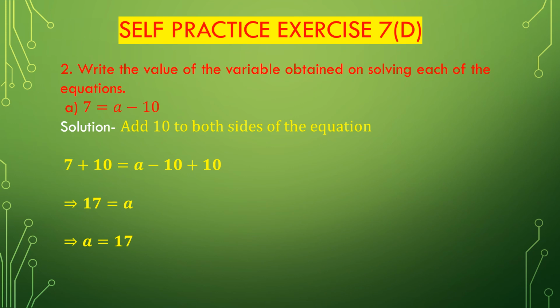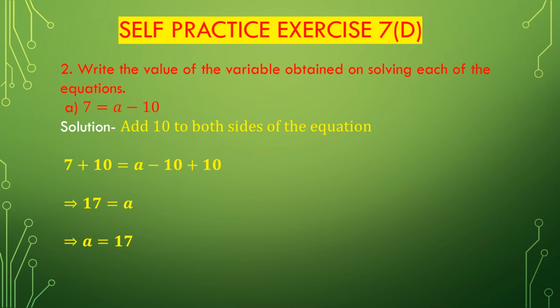Now we will solve question number 2. Question number 2 is write the value of the variable obtained on solving each of the equations. First bit A is 7 equal to A minus 10. Here on right hand side A minus 10 is given, so we know addition is the inverse operation of subtraction, so we have to add 10 to both sides of this equation.